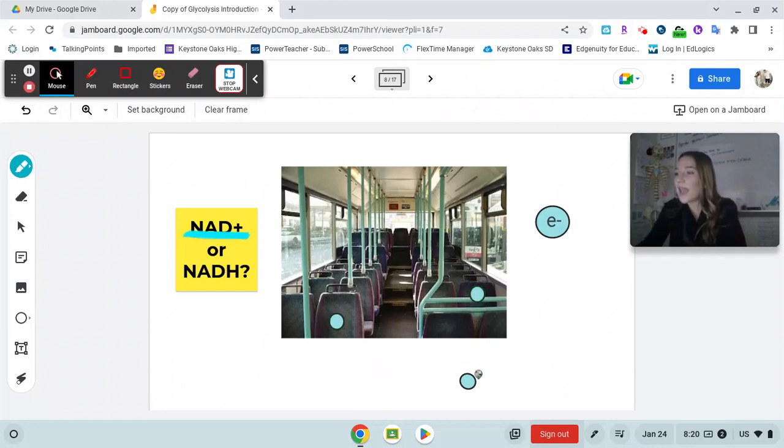You just took Ned, NAD plus, the unhappy, sad little bus driver, and you made him NADH. Now he's so happy. He's got a bus full of kids, or people. Okay, great. Go to slide 9.